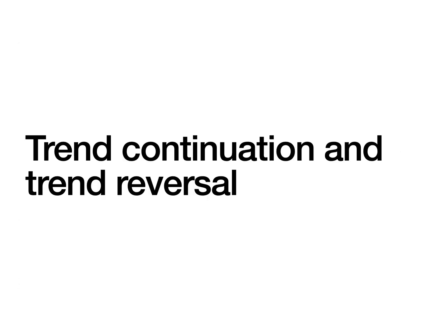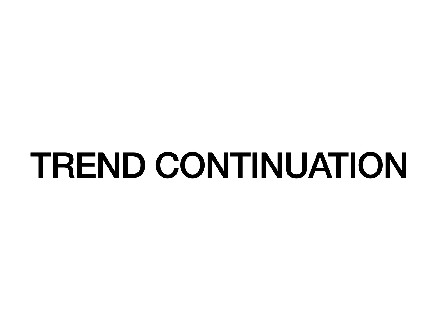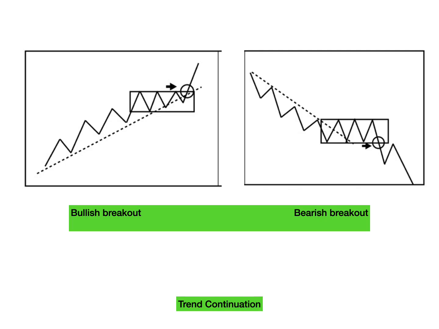Now let's proceed with trend continuation and trend reversal. Let's start with trend continuation. So these diagrams show trend continuation. Trend continuation happens when the price successfully comes out of consolidation patterns and resumes the bigger trend.